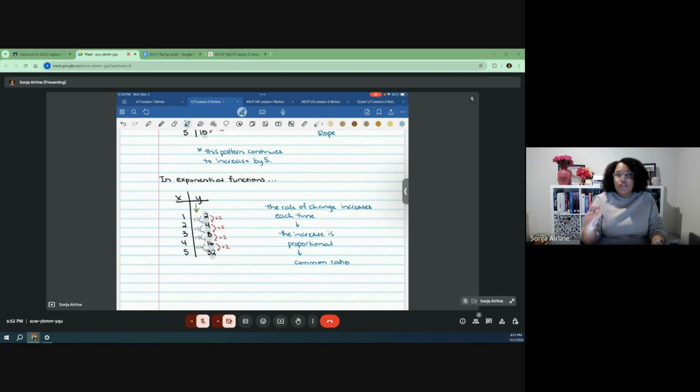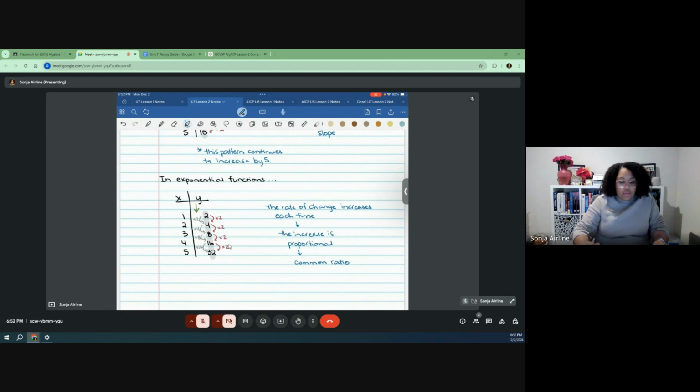As you go from 2 to 4 to 8 to 16, we can see that that change kept increasing each time. This gave us our common ratio that shows up as a pattern of multiplication. So our times 2, times 2, times 2, times 2 was a rate of change that was increasing proportionally.